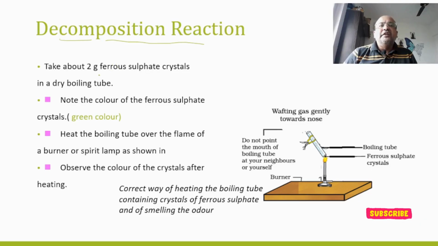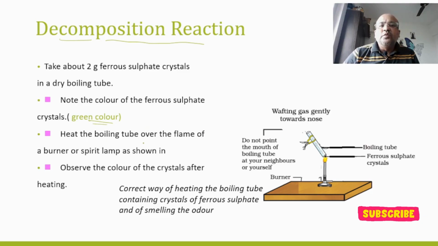What we need to do is take 2 grams of ferrous sulfate crystals in a dry boiling tube. We need to take a test tube, and in that we need to take ferrous sulfate crystals, and note down its color. If you see, the color of the ferrous sulfate is green, greenish in color. So what we need to do?